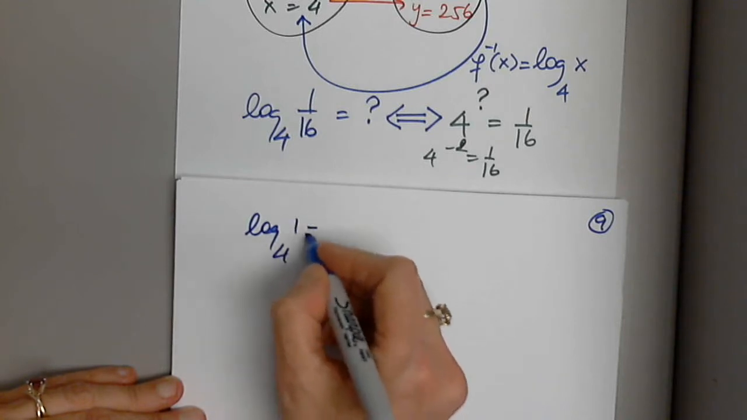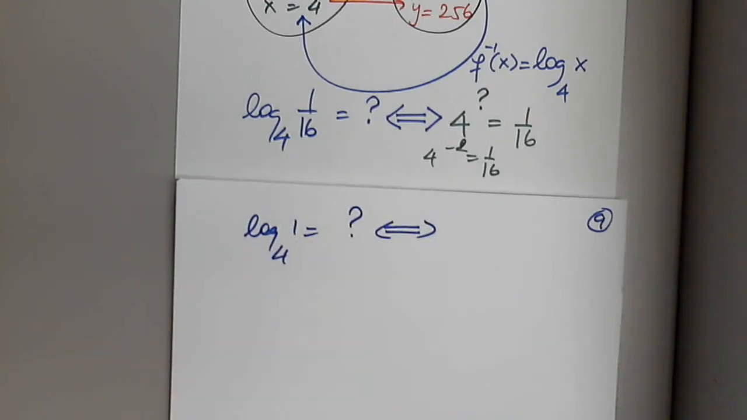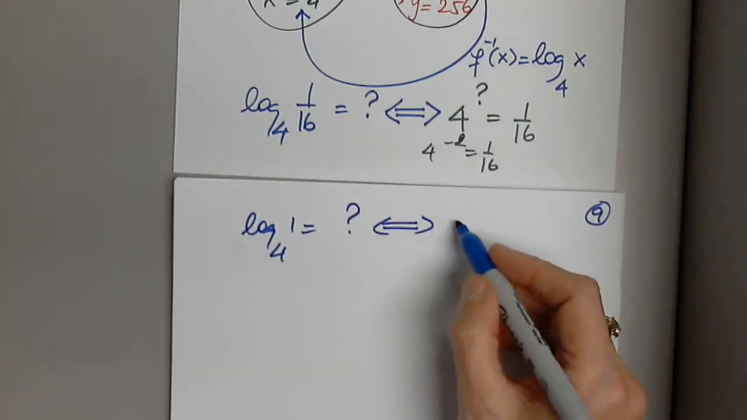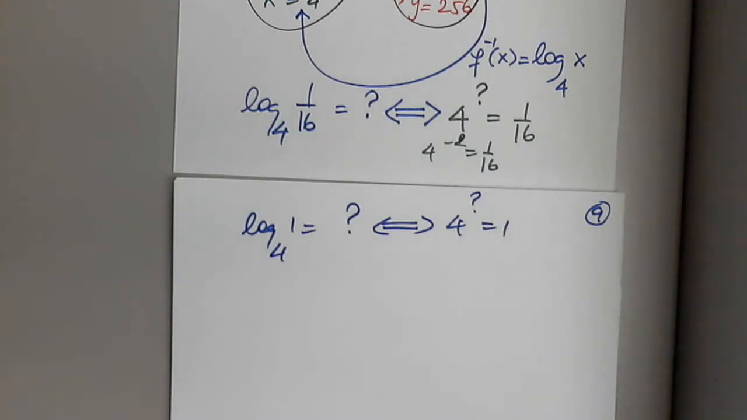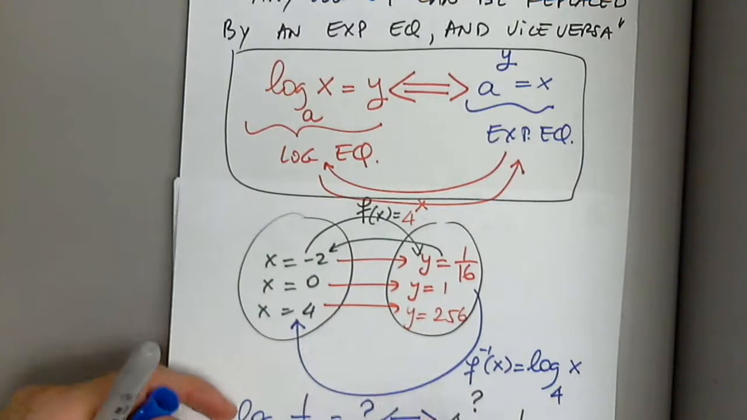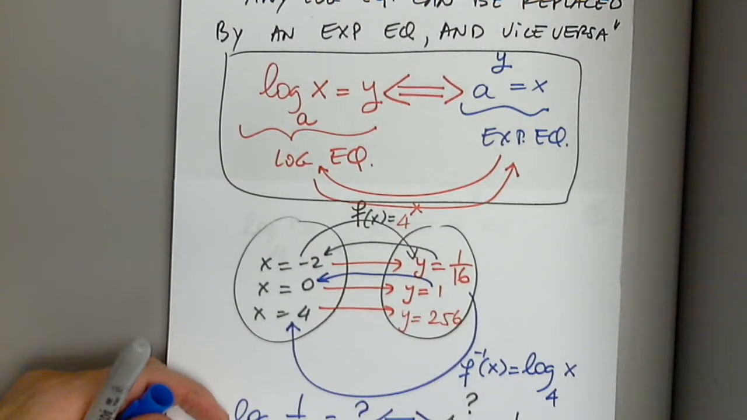Log base 4 of 1, I have no clue, but I know that this is equivalent to an exponential equation. Which exponential equation? 4 raised to whatever. Very good. Now let's think. I raise 4 to only one number to get 1. 0. So this must be 0. So I go back and I'll say, oh, okay. When I apply log to 1, it returns 0.